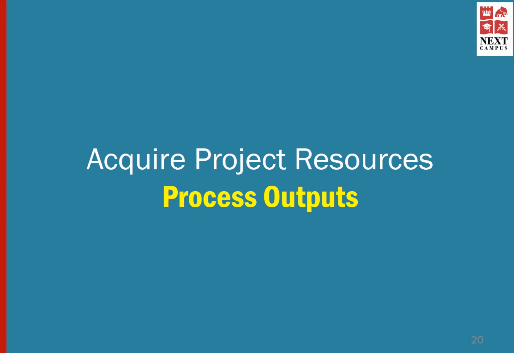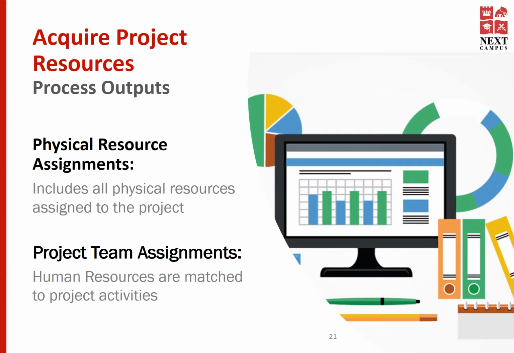Now let's have a look at the process outputs. What are the outputs produced by the Acquire Project Resources process? Out of the many outputs, the first output that you can think of is physical resource assignments. It includes all physical resources assigned to the project, and may be represented in various ways. However, it needs to show the physical resources assigned to a given project.